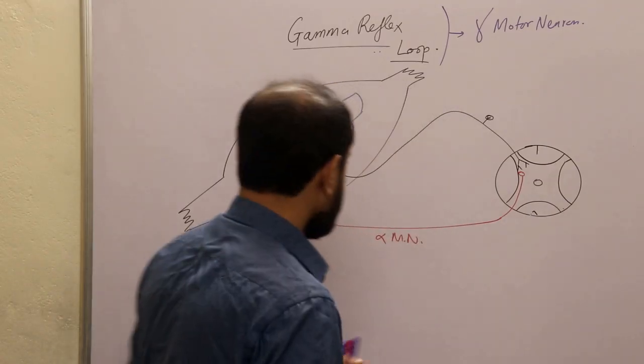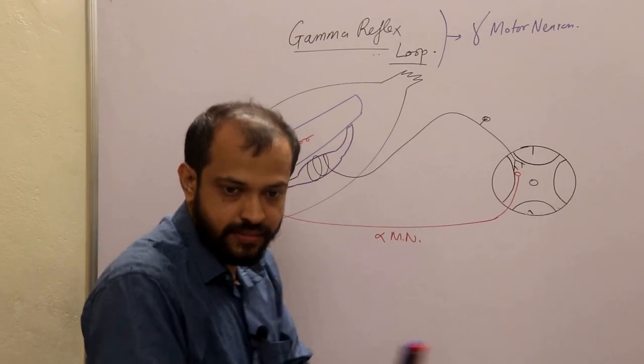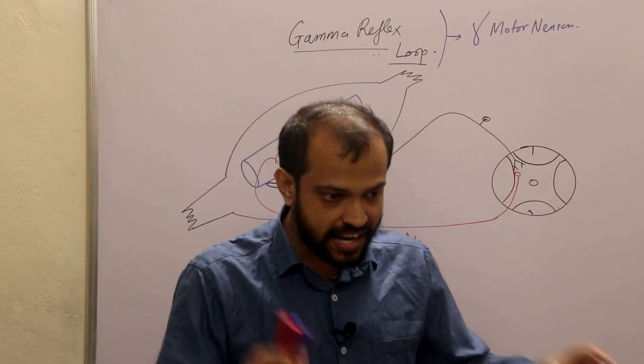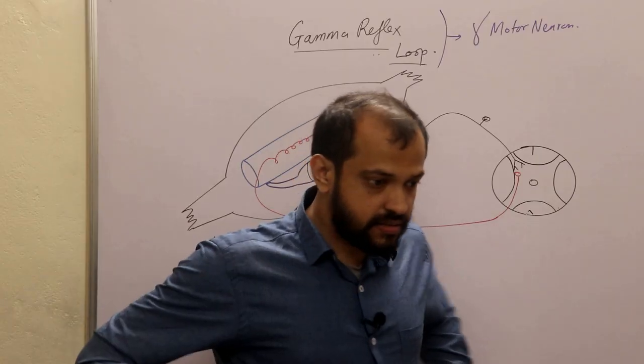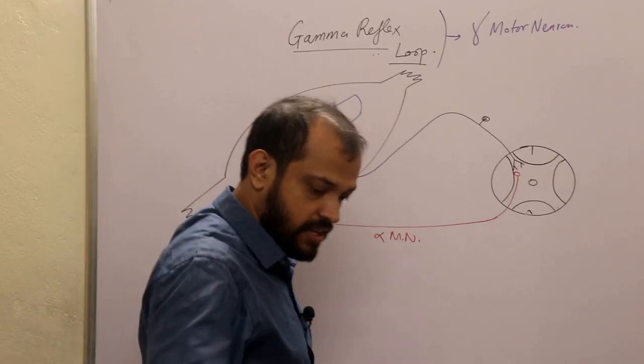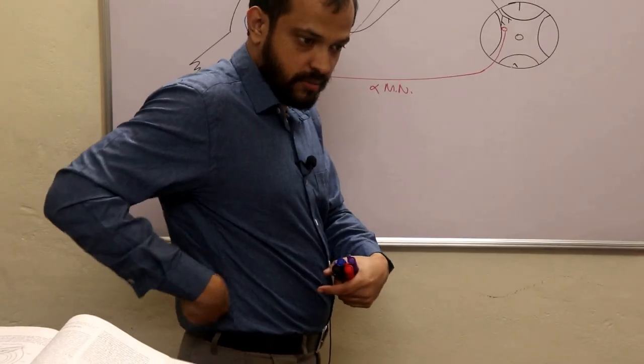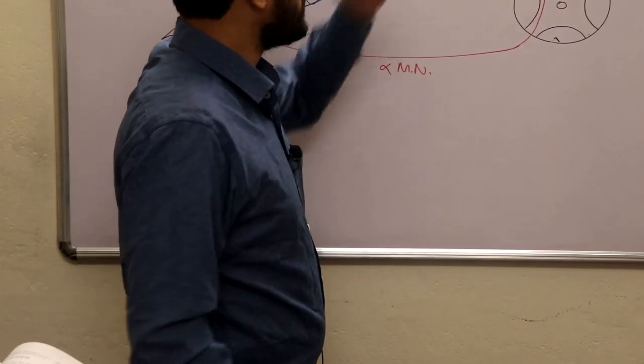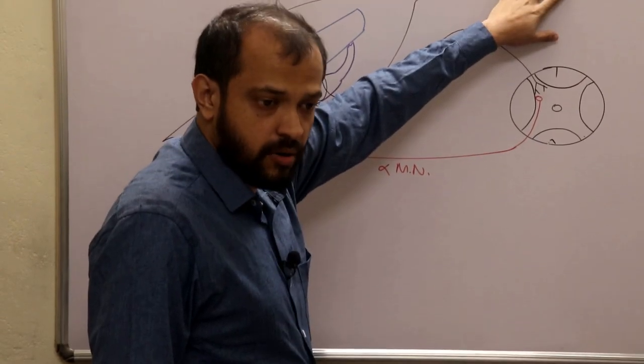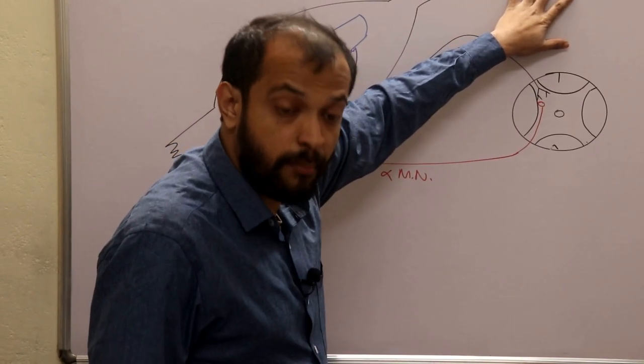Now listen, alpha motor neuron acts locally, that means at the segment of your body. That means if there is a movement here in this muscle, there will be local alpha motor neurons coming out from your spinal cord. But what are gamma motor neurons? Gamma motor neurons are influenced by upper motor neurons.